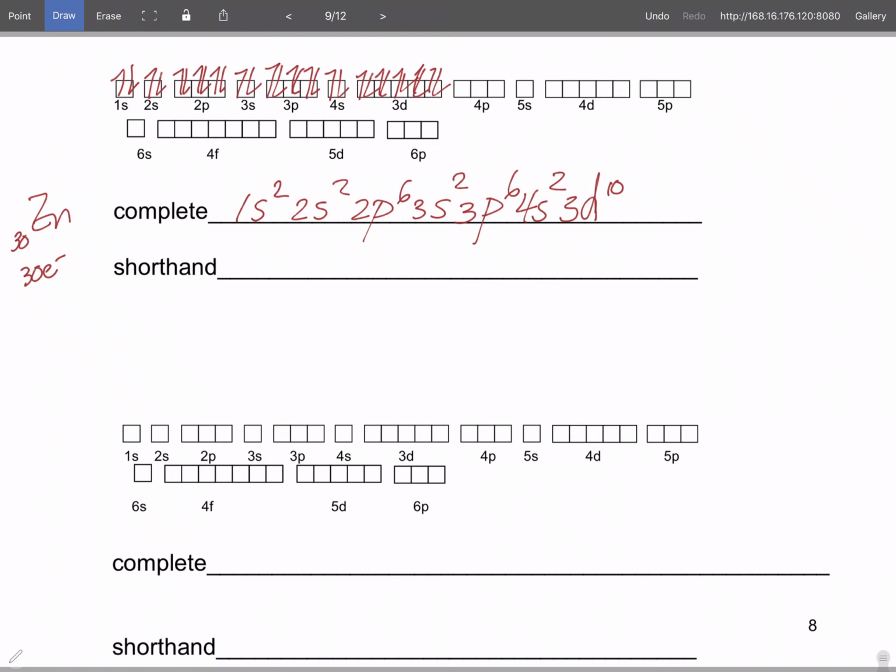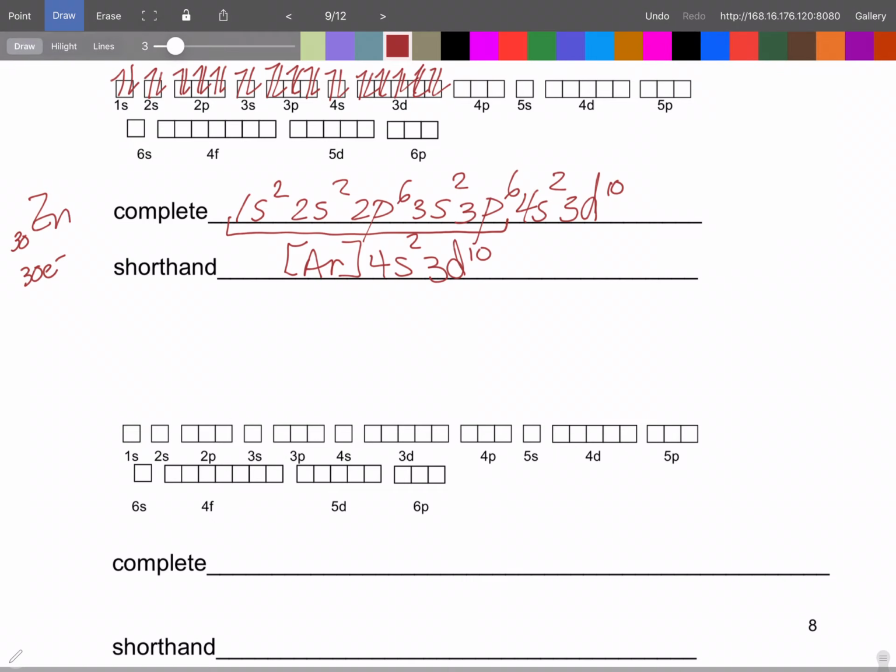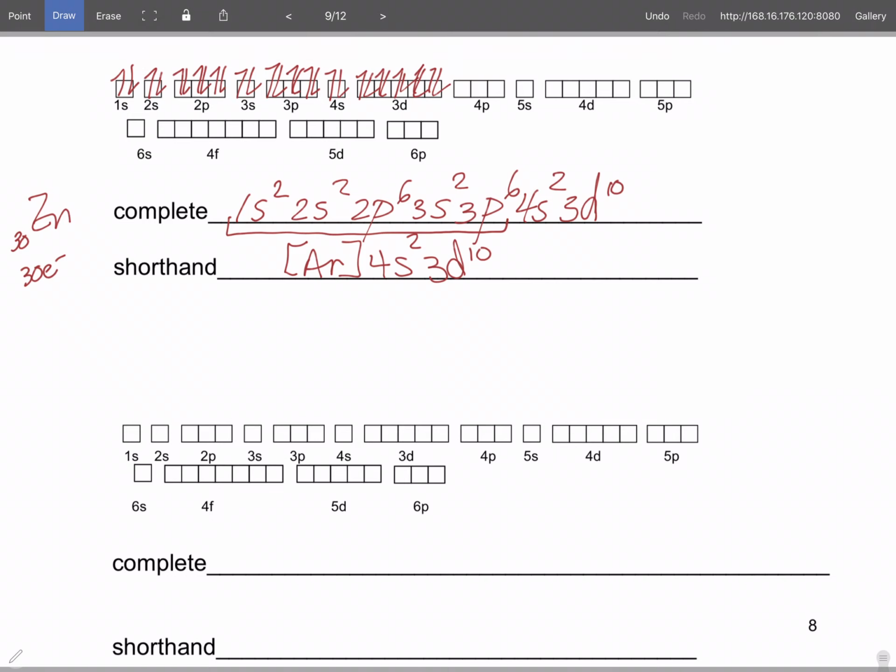Now, looking at zinc in the periodic table, we want the nearest closed shell. And that's going to be these species right here, and that's going to be argon. So we would write this as argon 4s2 3d10. So there's our zinc. Now that begs the question, what are we going to do when zinc is 2 plus?